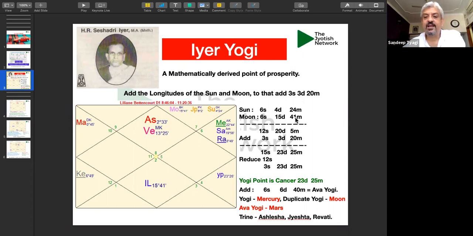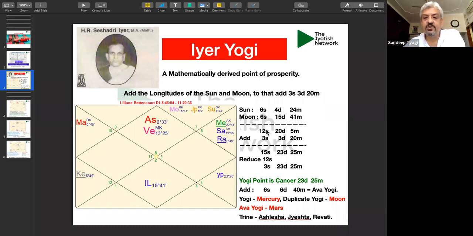Now, when we add them, every time minutes go beyond 60, we reduce 60 and add it to 1 degree. We increase the degree by 1. And if the degrees cross 30, we reduce 30 from whatever the total is and add 1 to the sign. So here we would get a total of 65. So when you reduce 60 from that, you're left with 5 minutes. That's how the 5 minutes has come. Since 60 minutes got transferred onto the degree side, this 19 has now got added to become 20 degrees and 12 signs. Now, whenever we get 12 or more, we reduce 12 from that.